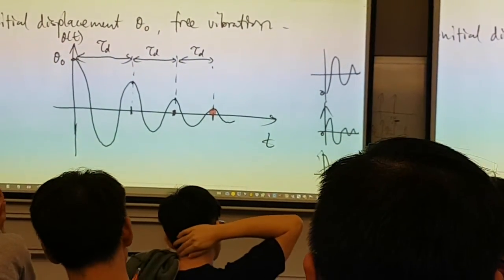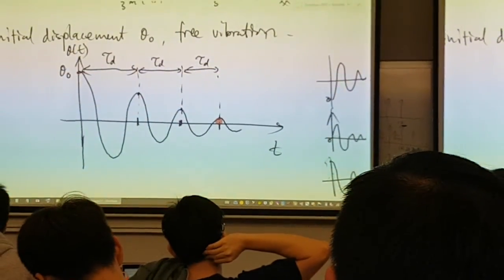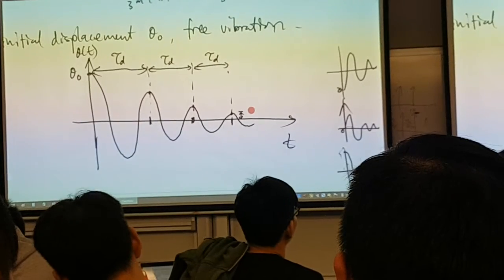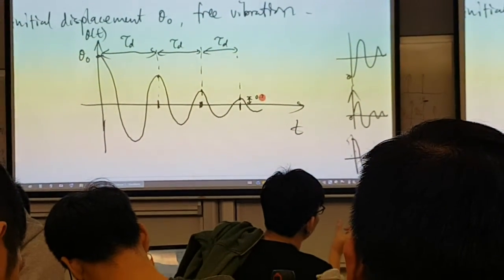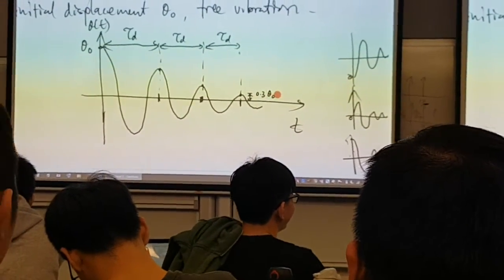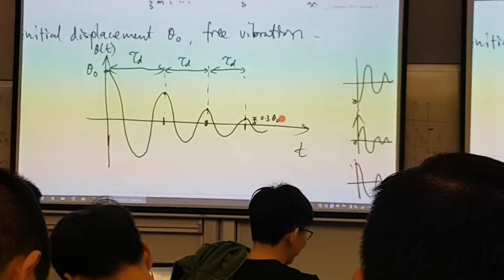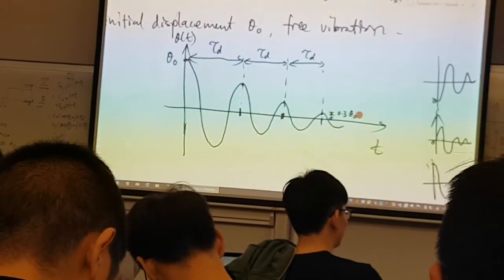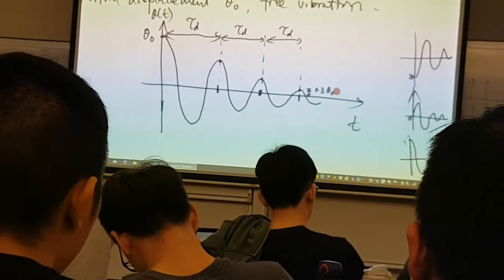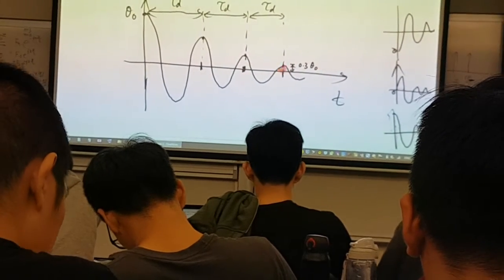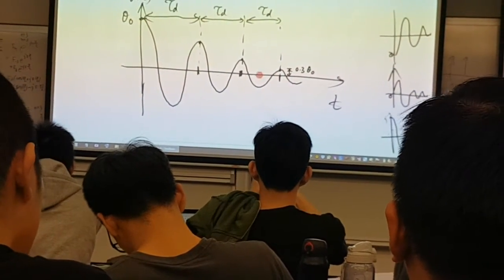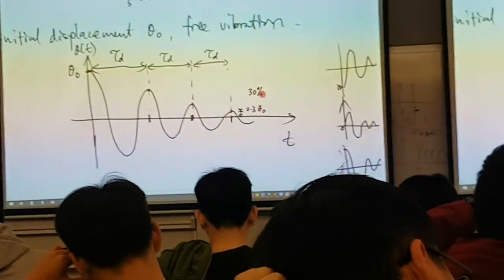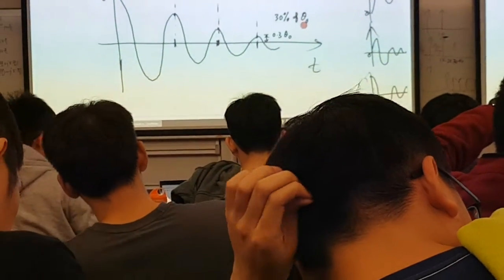So at the 3rd oscillation, this amount over here is 0.3 times theta naught. That's what those words mean. So after 3 complete oscillations, it would decay to 30% of the initial value. Obviously mine is not scaled correctly, but this is 30% of theta naught.